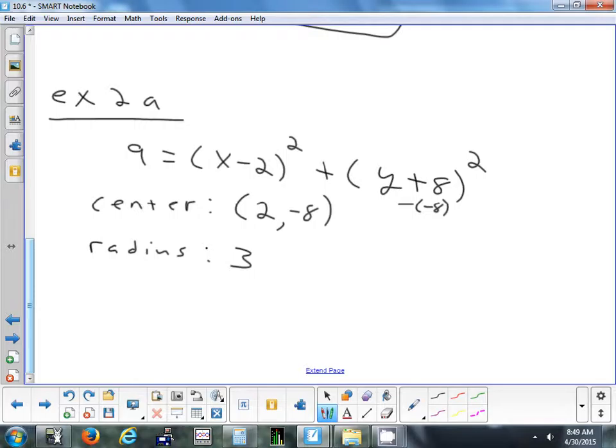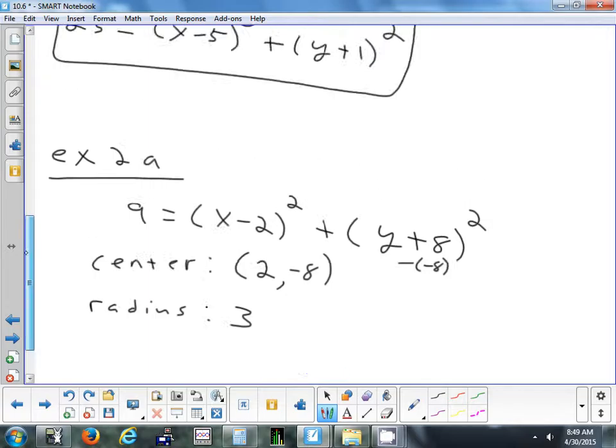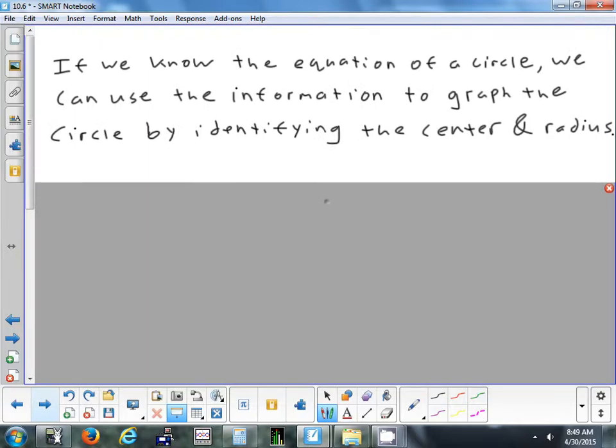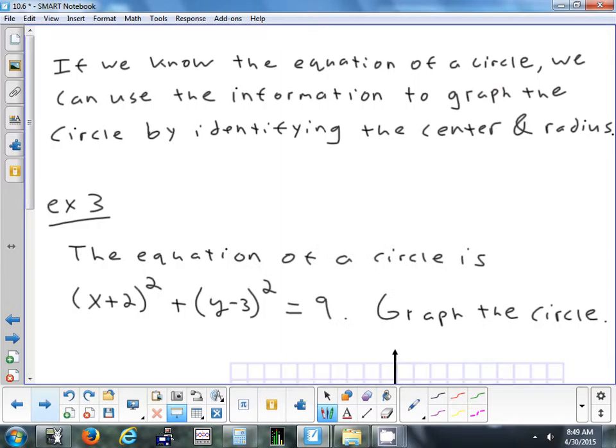Again, the mistake a lot of people make is they write 2, 8 for the center. They forget the negative on the 8. Okay? All right, so next one we'll look at is a graph. As long as you know the equation, you know how big to make the circle, you know where to put it, you can sketch it.